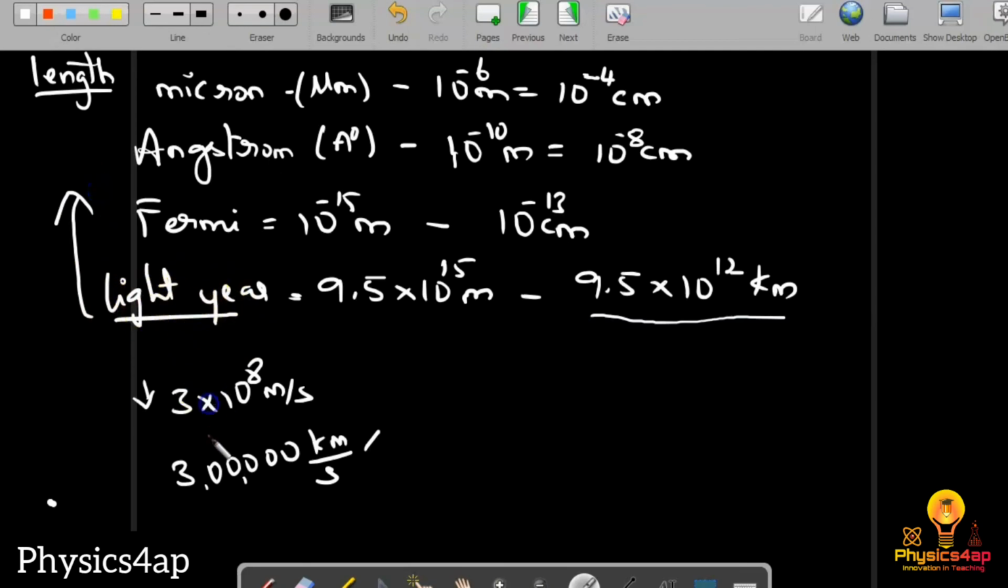The speed of light is 3 × 10⁸ meters per second, or put another way, 3 lakh kilometers per second. For 1 second it travels 3 lakh kilometers. Throughout the whole year, how much distance will it travel? It will travel a distance of 9.5 × 10¹² kilometers. That distance traveled is called a light year. A light year relates to length; it doesn't belong to time.